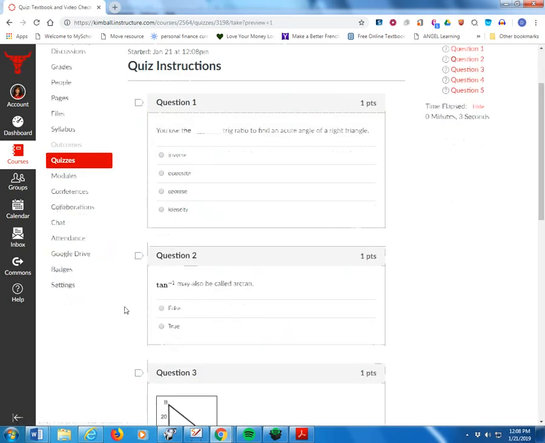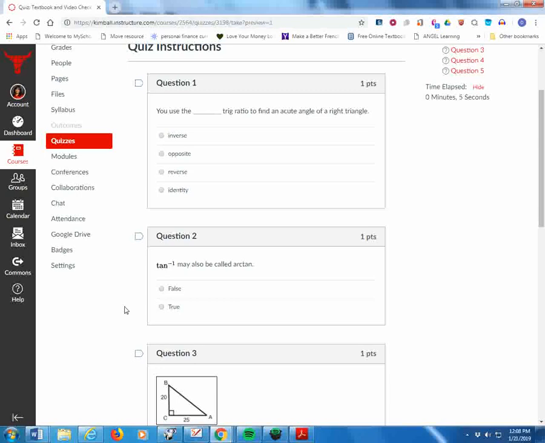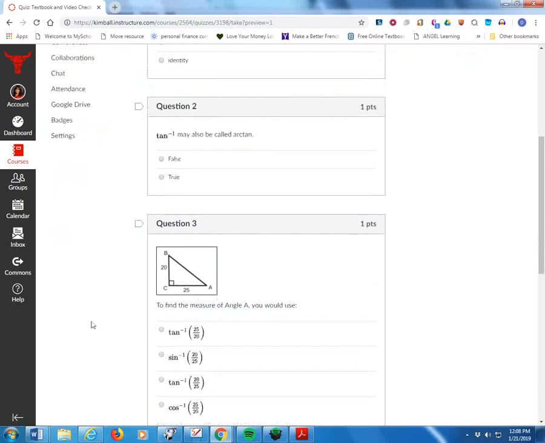Okay, you use the blank trig ratio to find an acute angle of a right triangle. Inverse trig ratio. Tangent to the -1 may also be called arctan. That's true. It's another way they call it, to try and keep you from confusing inverse tangent with cotangent. Sometimes they'll call it arc sine, arc cosine. Arc tangent is the same as inverse tangent.